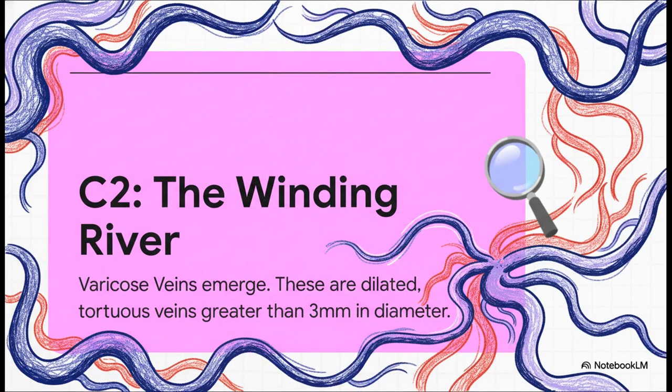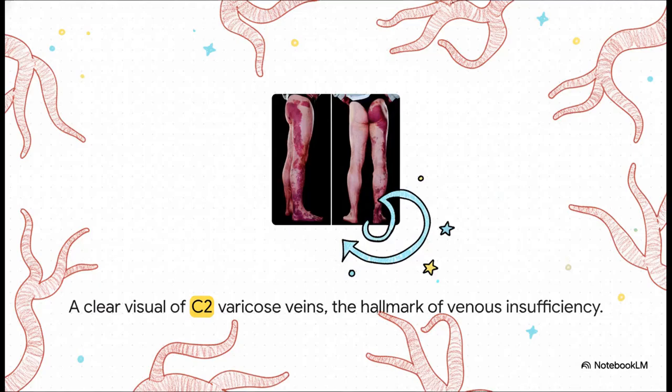Now we're climbing up to C2, and things are getting a lot more obvious. Those little threads? They've turned into what look like winding rivers. These are the classic varicose veins. They're dilated, twisted, kind of bulging, and now they're bigger than 3 millimeters. This is that hallmark sign that most people think of when they hear venous disease. And this picture right here gives you a perfect look at C2. You can really see how dilated and tortuous these varicose veins are. This is that classic can't-miss-it sign of some serious venous hypertension.